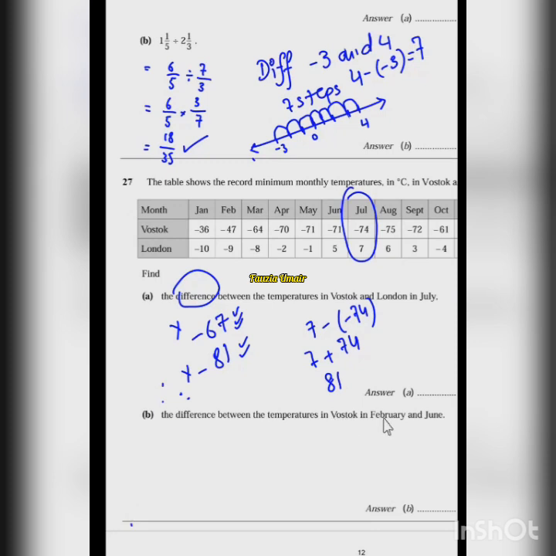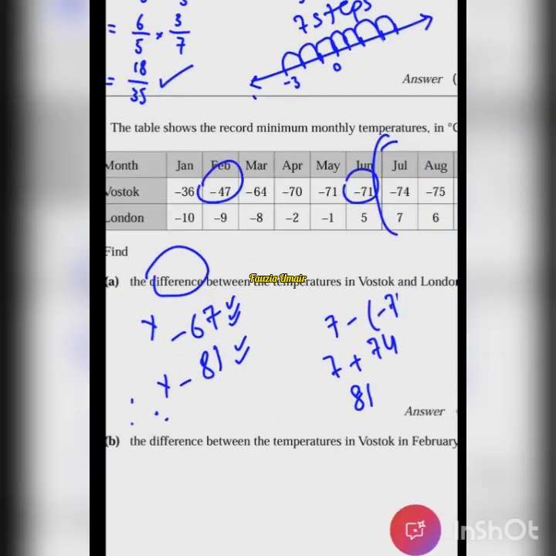So now in the second part they are asking you the difference between the temperature of the same city in February and June. So this is the temperature in February and this is the temperature in June. So which one is the bigger number? -47 or -71? Which one is bigger? -47 is bigger. So you will do like this. The bigger number minus the smaller number is the difference, right? So now you will solve it.